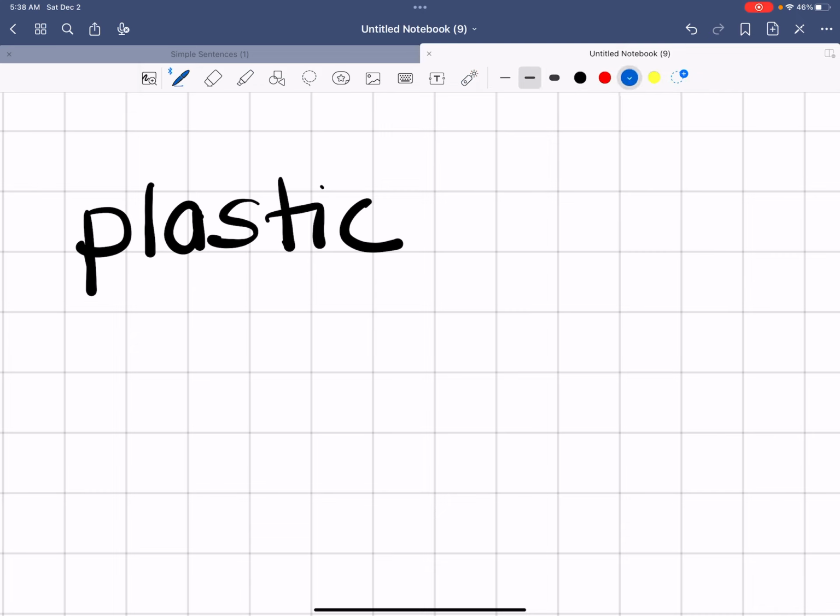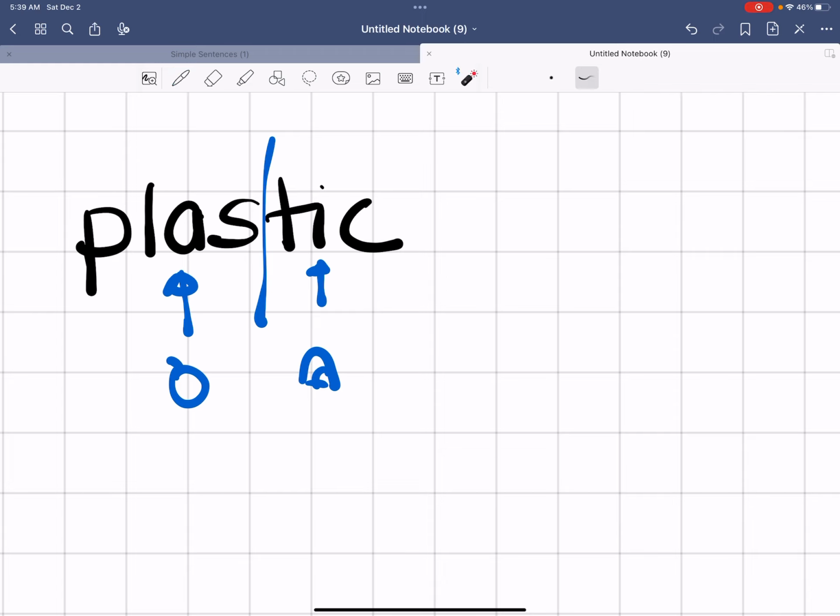Plastic. Break it up. Apple, igloo. All right, here we go. Plastic. Okay, so we've been reading words that are multisyllable, but they are, again, CVC, consonant, vowel, consonant, consonant, vowel, consonant.